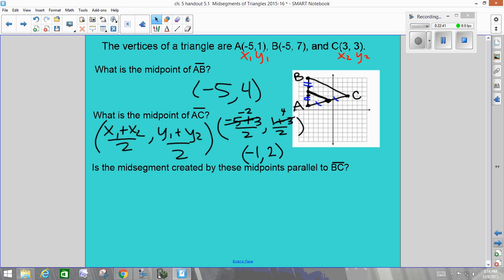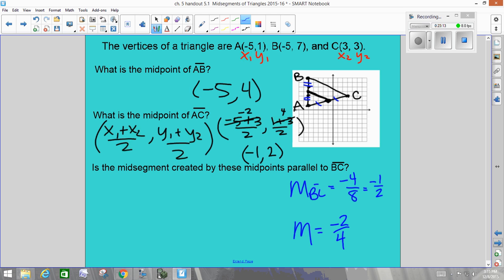Do you want to use the slope formula or count it? Good, you can count slope on a graph. So from B to C, I go down 1, 2, 3, 4, and then I go right 1, 2, 3, 4, 5, 6, 7, 8. So the slope of BC, down 4, right 8, becomes -1/2, right? And then to find the slope of my new mid-segment here, I go down 1, 2, and I go right 4.